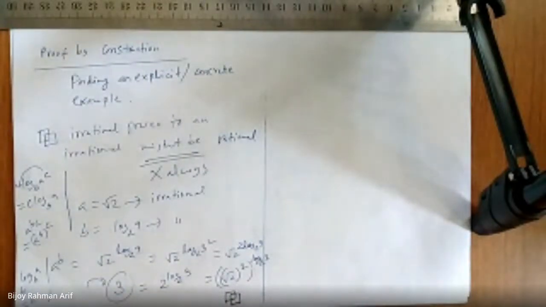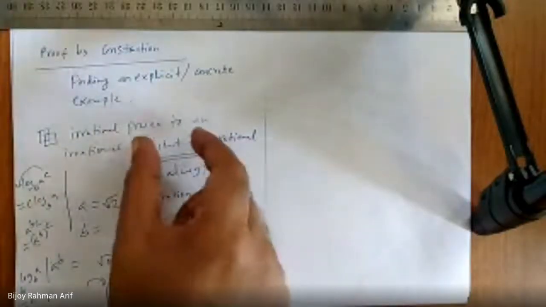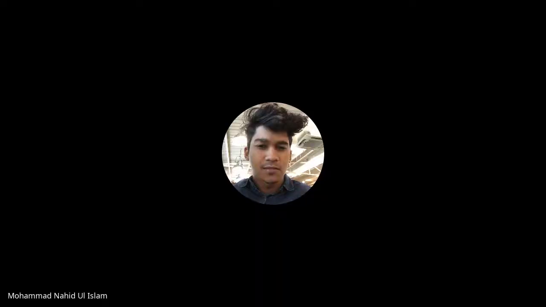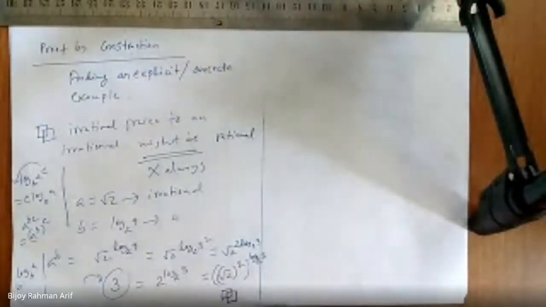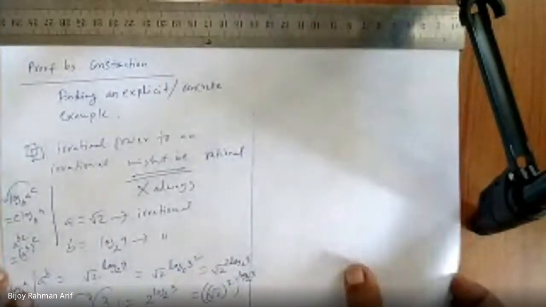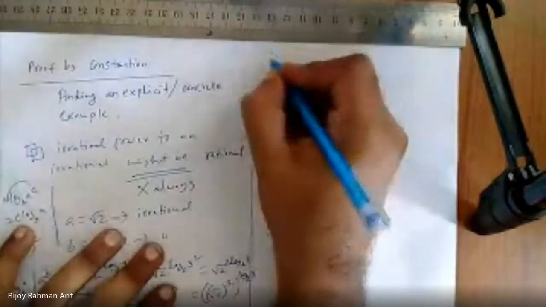Did you get it? Yes, sir. Then sir, is the proof done? The proof is done, because see the language, might be rational. So one example is more than enough to prove this. Oh, okay. Not always, might be. Okay. Let's talk about proof by non-construction.